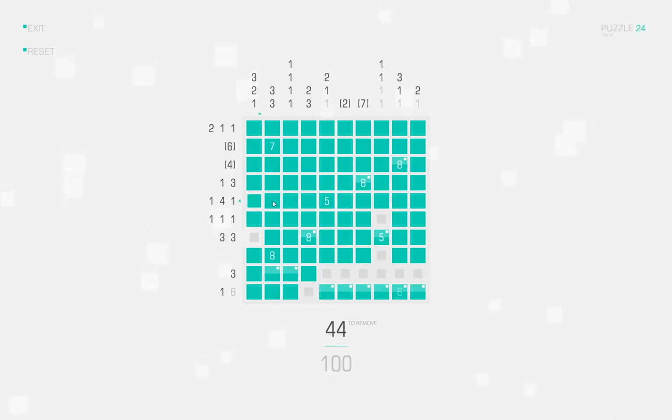Here we have 5. This has to be a part of the 4. 1, 4, 1. There has to be 1 somewhere, and then 4, and then 1 somewhere. We cannot place it right now. This has to be a part of the 3 in this row. So if this has to be a part of the 3 in this row, it can go 1, 2, 3. It cannot be this one.